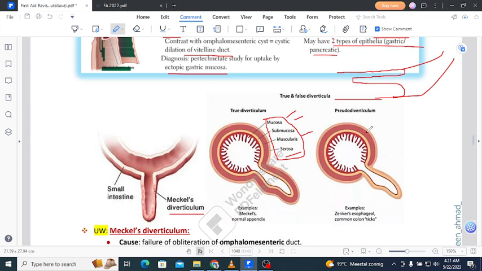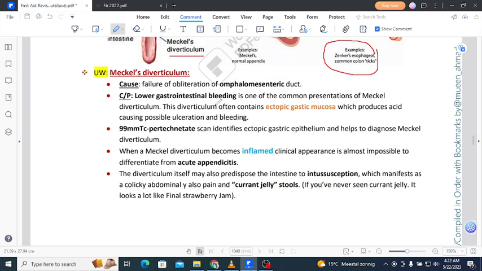And the second scenario: the muscularis and the serosa are intact, or the muscularis is not herniating, and the mucosa and submucosa are herniating outwards. This particular scenario is called a false diverticulum, and this is seen in the case of Zenker's esophageal diverticulum and common colonic diverticula. But the Meckel diverticulum is a true diverticulum, you must remember that.